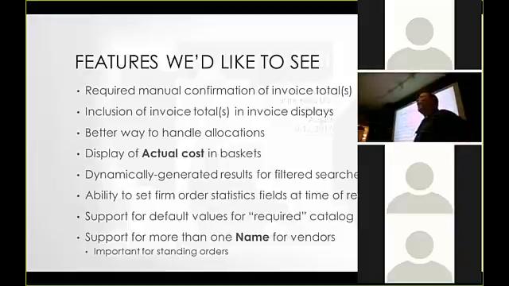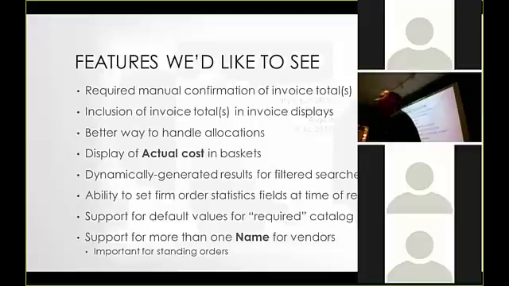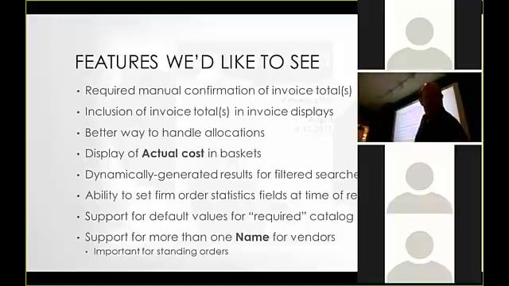You want to see a better way to handle allocations. For many funds, or a lot of libraries, we get quarterly income. We need to account for that, and just going into the fund and changing the appropriation is not good bookkeeping. It's terrible bookkeeping. Display of actual cost in baskets. Great job on order. Once they're received, it's like they don't matter anymore, but they really should be.